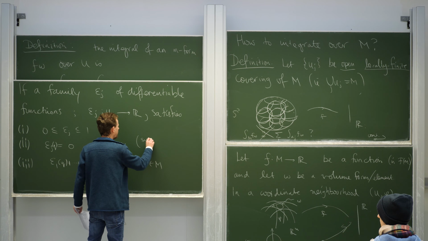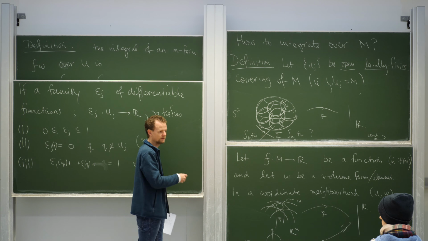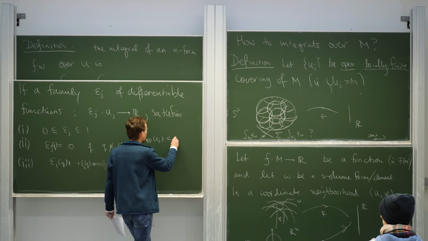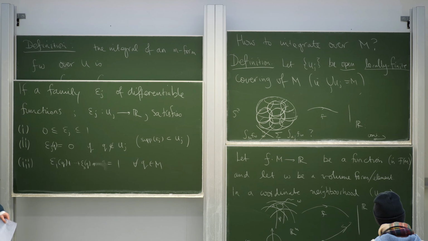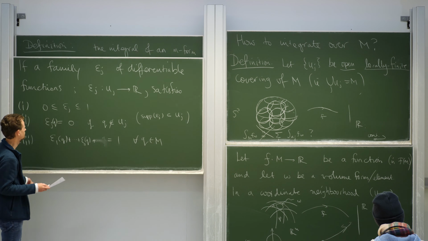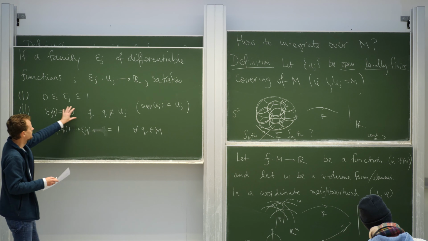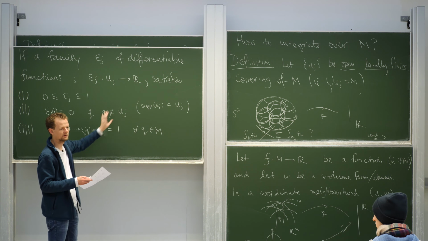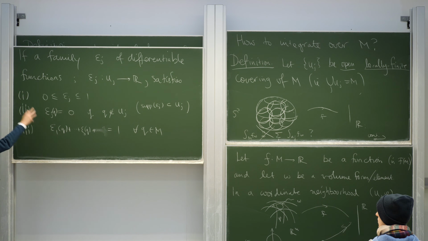So the support of epsilon j, which is closed, what we really want to say is that... Yeah, that's not quite correctly formulated. So if you have a bunch of differentiable functions that satisfies these criteria here, and we can give it a name.